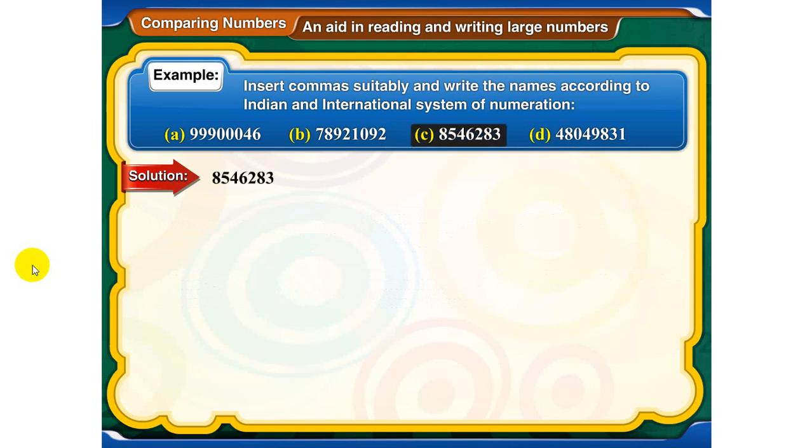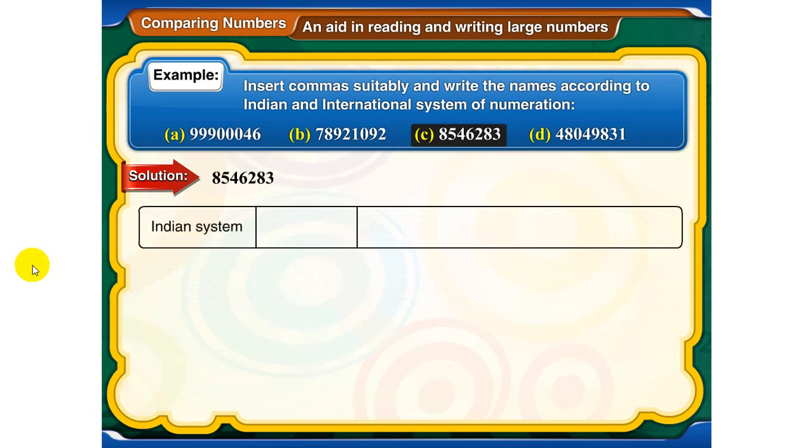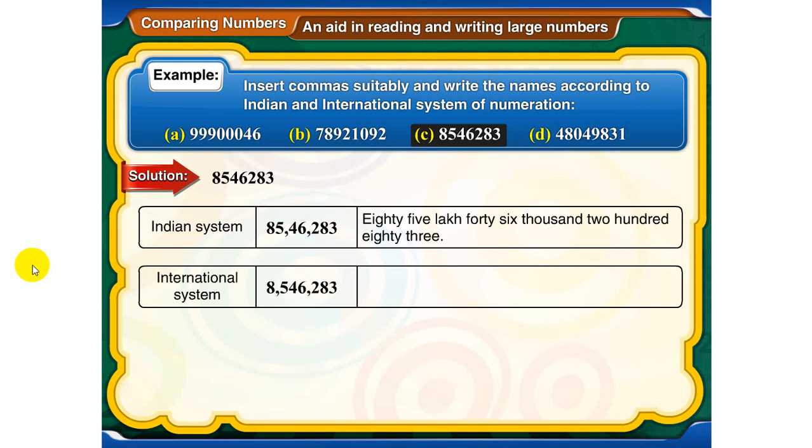C. 85 lakh 46,283. Insert commas in Indian and international system as follows. In Indian system, this number is read as 85 lakh 46,283, and in international system it is read as 8,546,283.